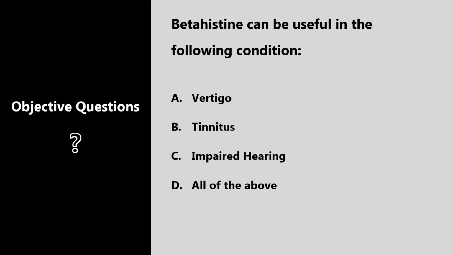Betahistine can be useful in the following condition. A. Vertigo. B. Tinnitus. C. Impaired hearing. D. All of the above. Betahistine is approved for vertigo of Meniere's disease. However, off-label, it is also given in tinnitus. It is not useful in hearing impairment. Though both options vertigo and tinnitus are correct, the most appropriate answer is vertigo. So, the answer is option A, vertigo.